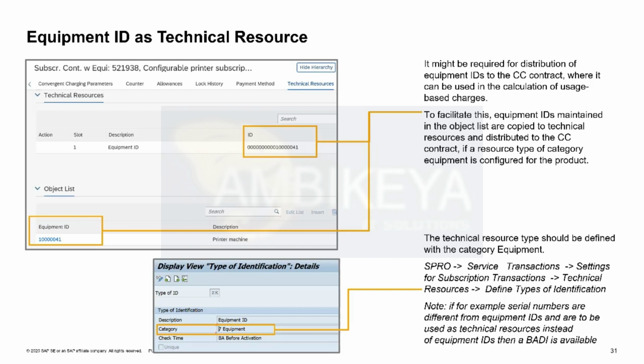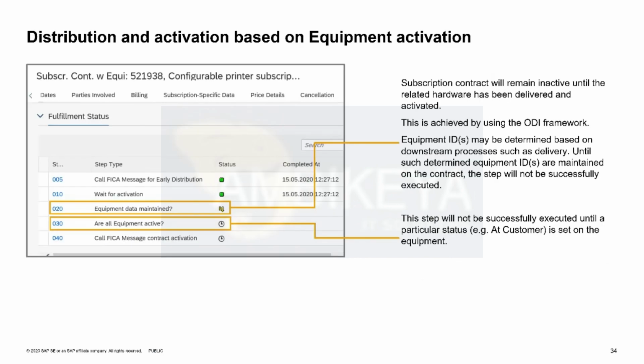So what happens if I didn't enter it now? In that case, I will distribute my contract to FICA, but then it will check, is my equipment data already maintained? Did I attach a dedicated number of equipment? So if I sell, for example, 5 pieces, I expect 5 equipments here. So this is step 20. Step 30 checks another step. Are all my equipments in active state? So are they at customer? So at the moment, I didn't enter equipment. So everything is empty. Contract is waiting here.